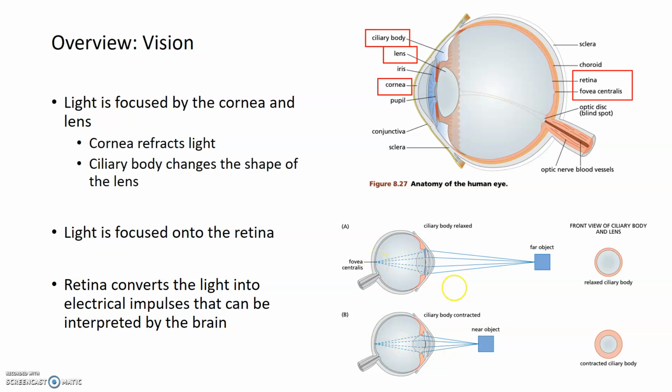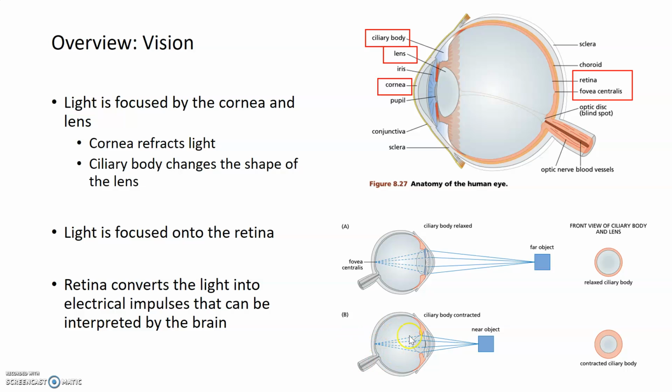And when we're focusing on an object that's closer, the ciliary body contracts, and those muscles turn that lens from a flattened shape into a more circular shape. That circular shape allows us to focus on an object near rather than far by focusing the light still onto that specific part of the retina, the fovea centralis. Since the location of the fovea centralis never changes and the object might be changing, the way we compensate for seeing far versus near objects is by changing the shape of the lens.